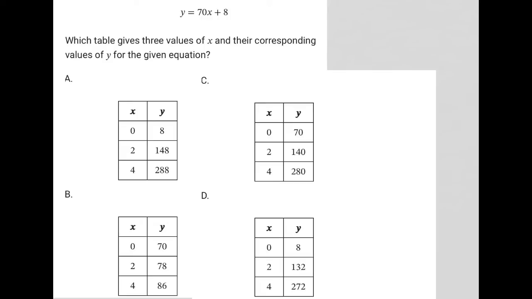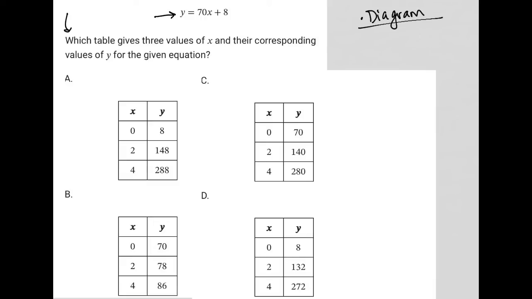So this question starts off by providing us with this equation, y equals 70x plus 8. It goes on to say, which table gives three values of x and their corresponding values of y for the given equation? So technically this is a diagram question. And I say that because there is some visual input that's provided to us. Anytime I see some visual input, I think diagram.